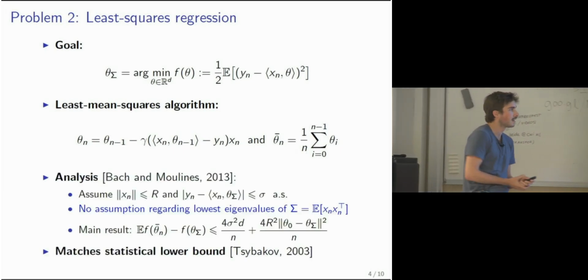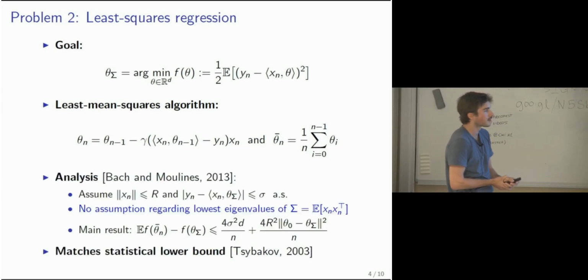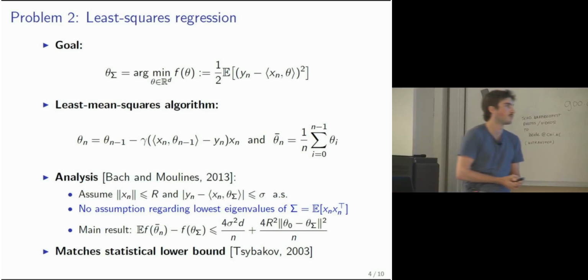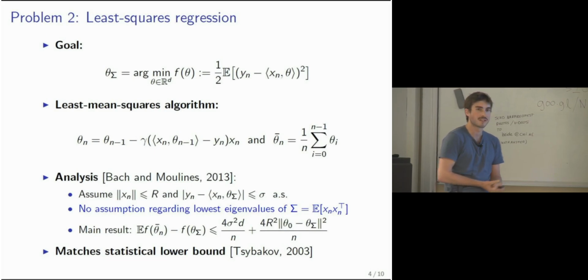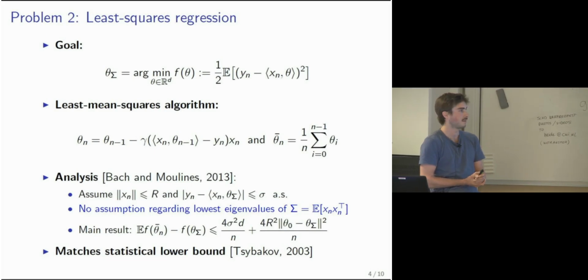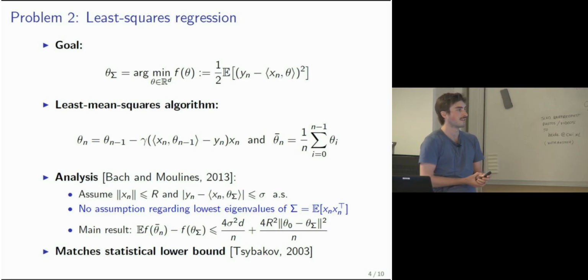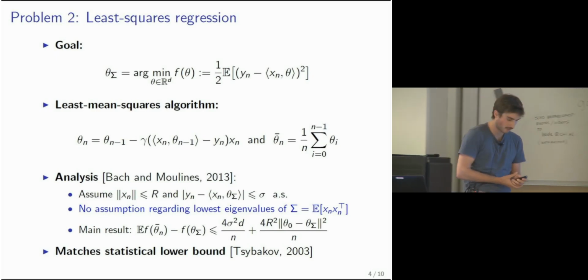The analysis from Bach and Moulines shows that if we assume that the data are bounded by R, and that the noise of the model is bounded by sigma, without any assumption on the covariance matrix, so we don't assume that it is strongly convex or any bound on its smallest eigenvalue, we can show a convergence rate of order 1 over n, which is asymptotically of order sigma squared d over n, matching the statistical lower bound. And so our goal is to combine these two approaches.